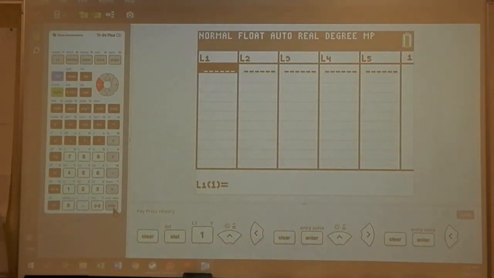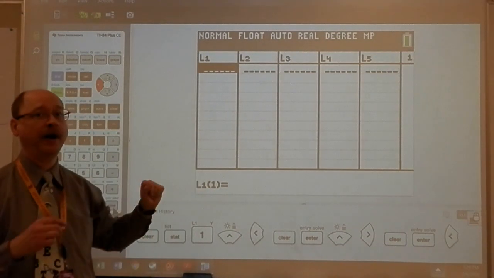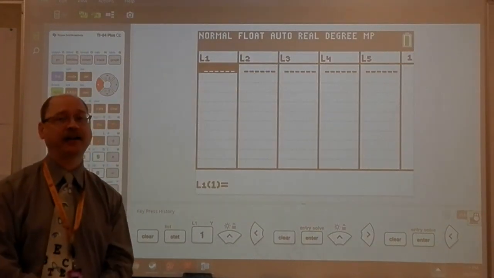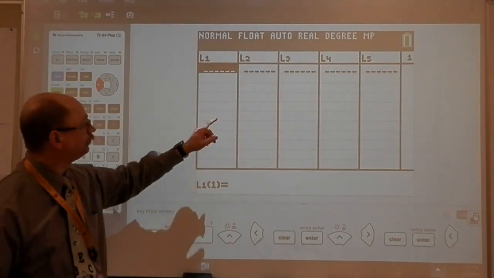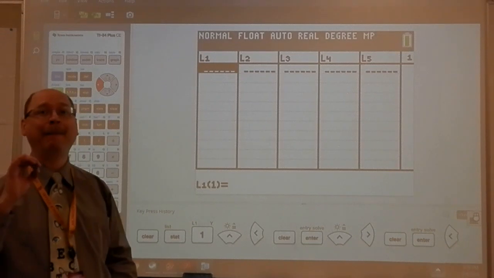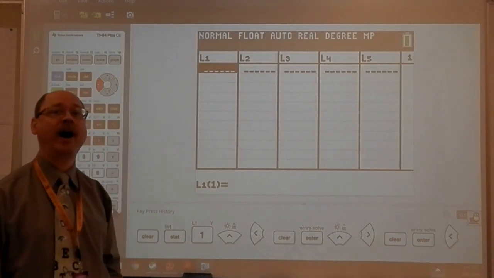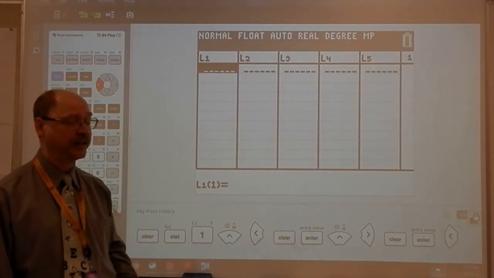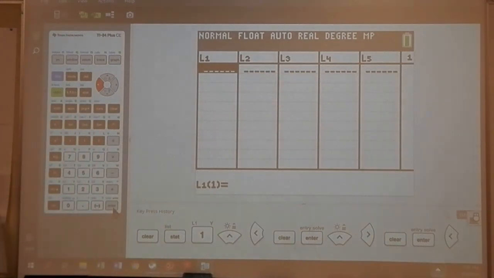Now, the next part we have to be careful about here is that this way of doing things is not as smart. Previously on the Nspire, I could put whatever I want in whatever column. But here, the L1 column must be my X values, my X axis. L2 must be my Y axis values, has to. And I can't do things to them later.